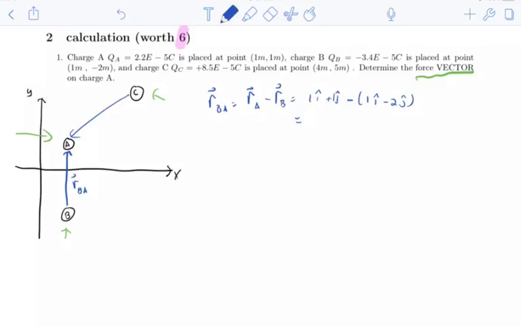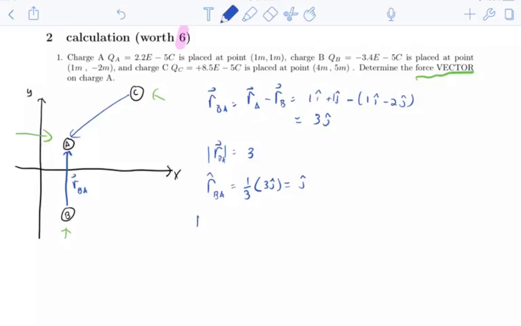So the i hats cancel out, and you get 3 j hat, which is what the vector looks like, pointing straight up. So then the length of BA is going to be, Pythagoras says, 3, and then the unit vector BA is going to be 1/3 times 3 j hat. Oh, good. It's just equal to j hat. Well, that's nice. Now we calculate the magnitude of the force.